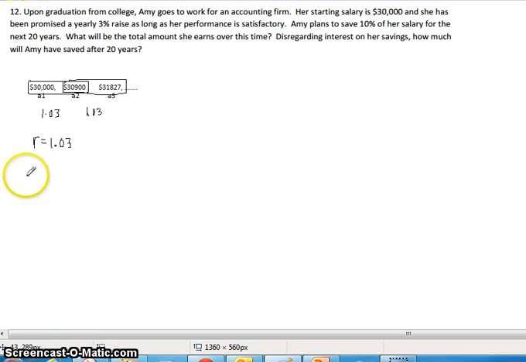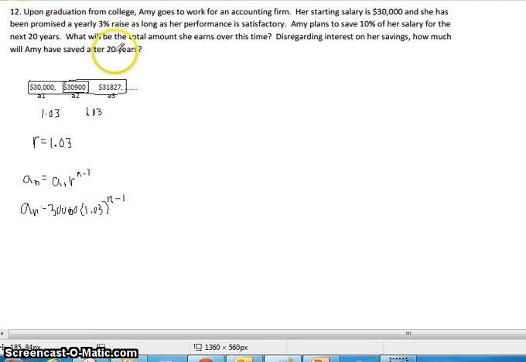So the way we write the nth term formula for a geometric sequence, to find any term, so if we were trying to find how much she would make in her 19th year or whatever, we would take a sub 1 times r to the n minus 1. What we know is a sub 1 is 30,000. And then we would take my r, 1.03, and raise it to the n minus 1 power. So that would be the formula if I wanted to find out how much she was making in any given year.